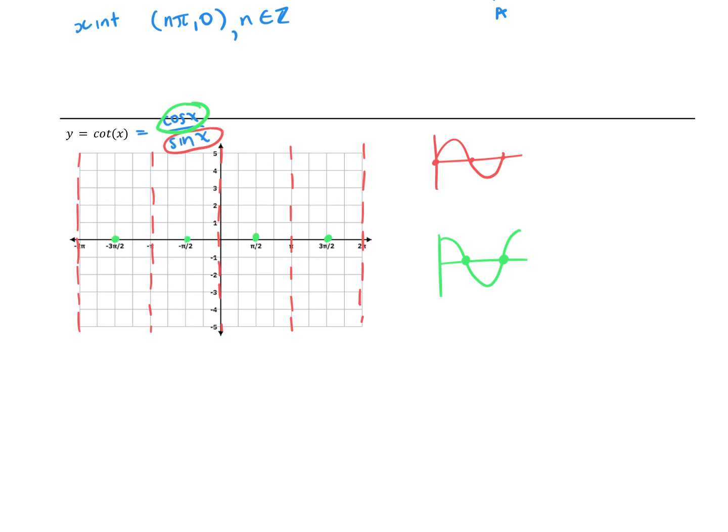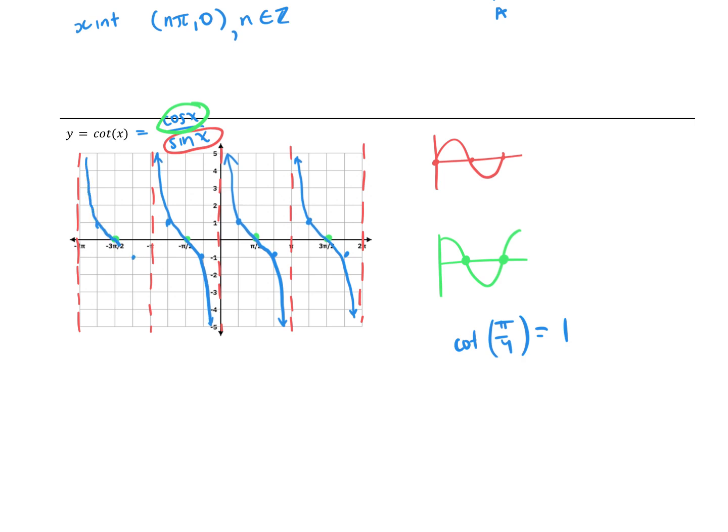And now for my key points, I'm still going to use the pi over 4 because cotangent pi over 4 is also equal to 1, and we're still using the same CAST rule quadrants. So at pi over 4, cotangent is going to be positive. At 3 pi over 4, we're in quadrant 2, it's going to be negative, which gives me this shape. Then at 5 pi over 4, we're in tan's quadrant, in quadrant 3. And then at 7 pi over 4, we're in quadrant 4, so we're negative there. And then we get this nice shape, just the opposite direction of the tangent graph.